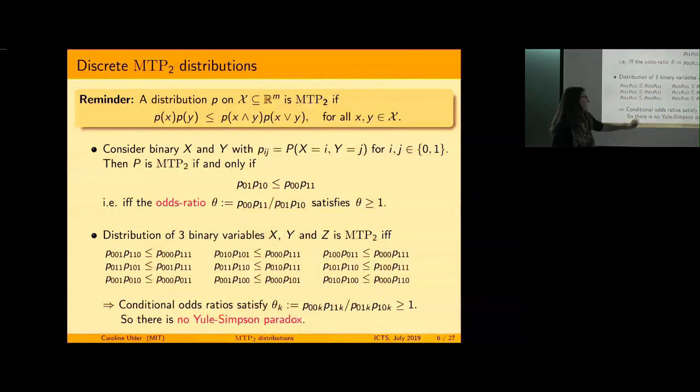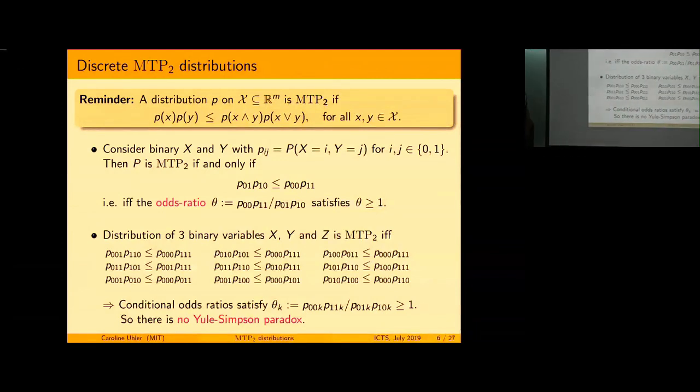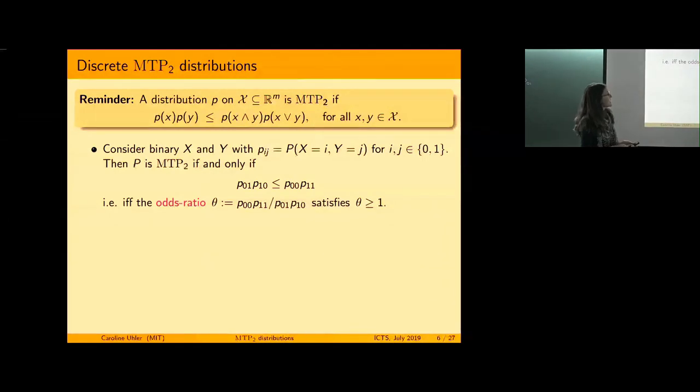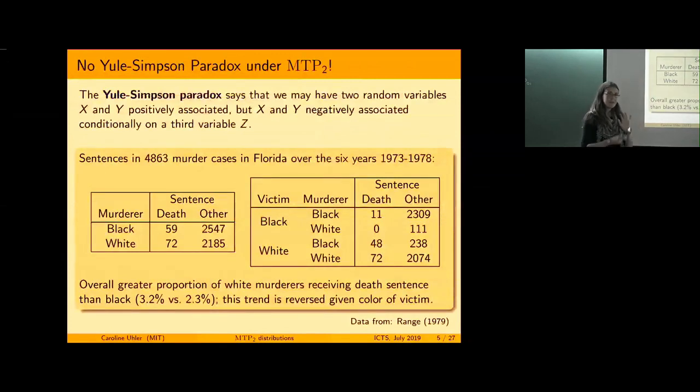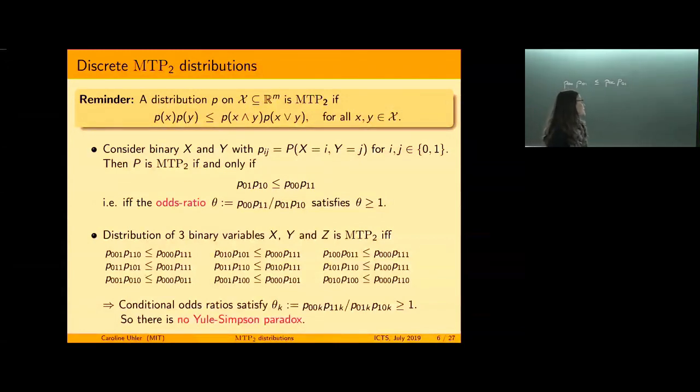If you write down the conditional odds ratio, where I have to condition on, say, the third variable, you'll see that this always implies this. So this being positive will always imply that this is positive as well. That means you can never have a Yule-Simpson's paradox. It really just follows from the definition of MTP2 in the binary setting. So something like the example we had cannot happen. Whenever you have positive association, it will remain positively associated no matter what you condition on. This is what it means for a binary distribution to be MTP2.